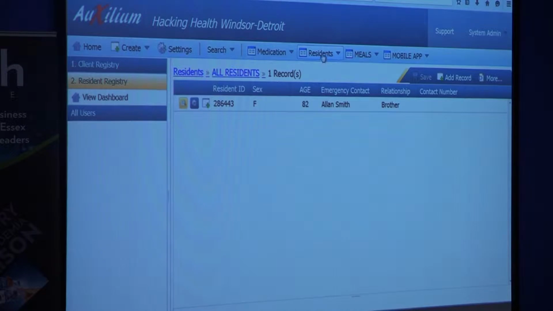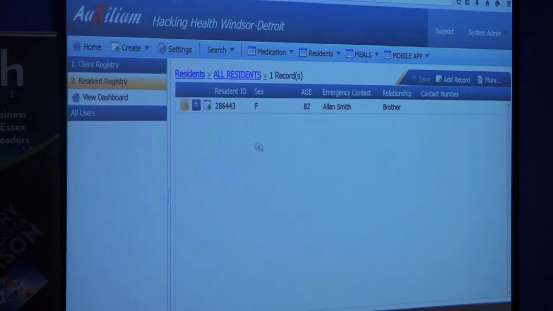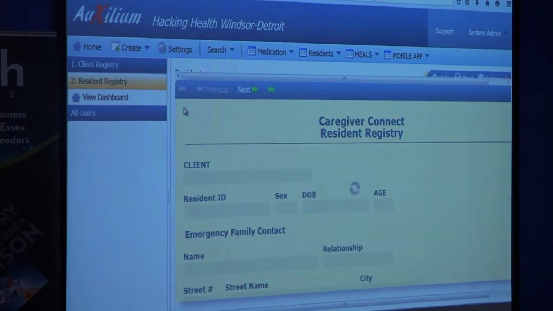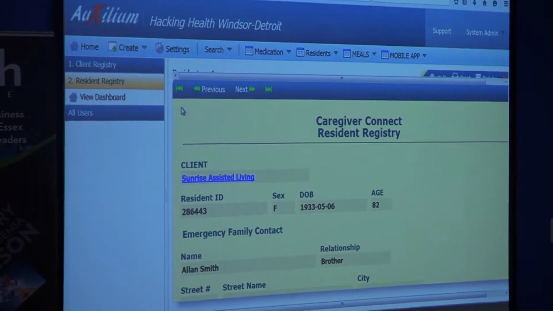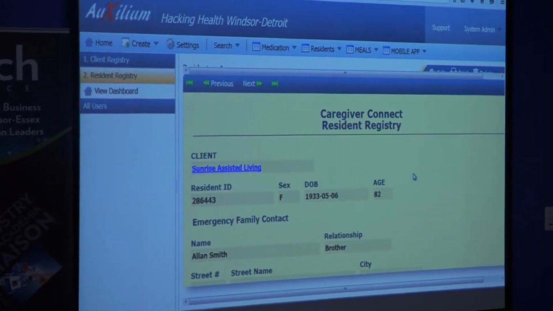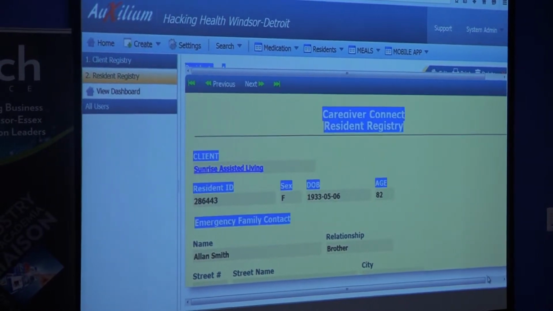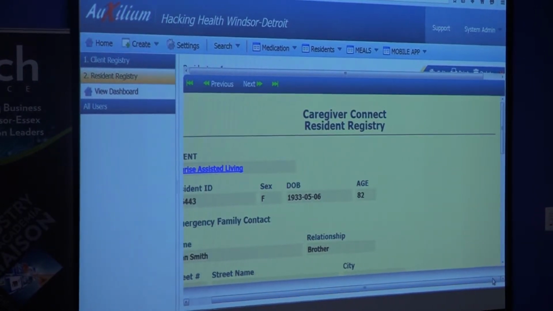So what you're looking at is the resident information. In this particular case, we have one resident that sits here. It's a female, with a resident ID. The important thing here is that we don't have any personal information coming from the existing institution or the existing caregiver. We're not receiving any personal information, we're receiving ID information.